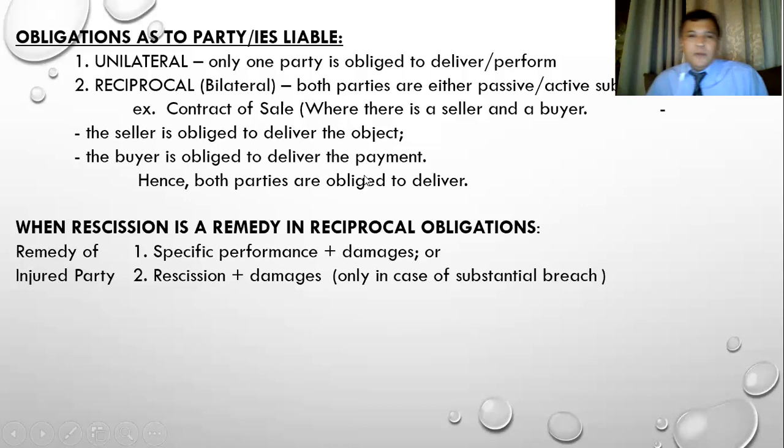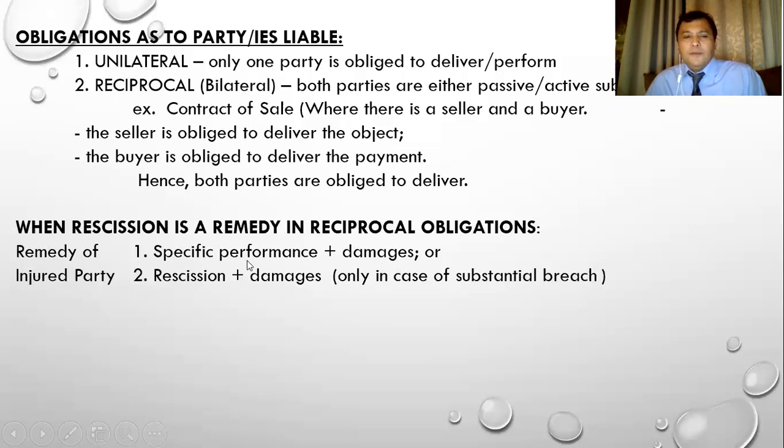So let's reverse it, reverse the fault. This time, the buyer is at fault. Say, for example, the seller has already delivered the object, but the buyer has not paid. So what's the remedy of the seller? Then the remedy of the seller is, number one, to require the buyer in paying or delivering his payment. So in that case, that is specific performance plus payment of damages. That's number one.